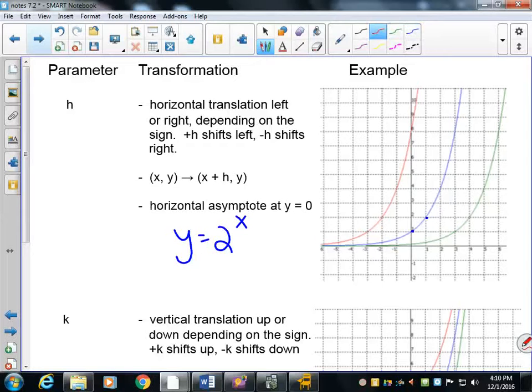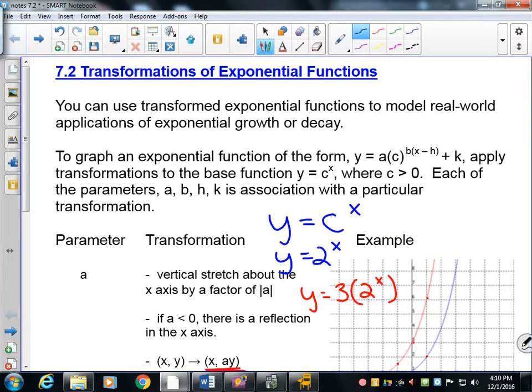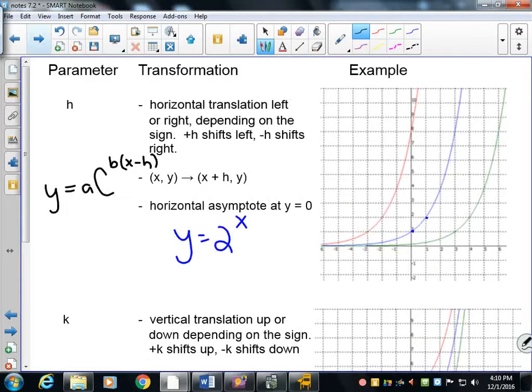Now remember, our general formula says y is equal to a c to the exponent of b bracket x minus h. Sorry, let's go back and just double check. Plus k. Oh, plus k, and that's not an exponent part. That is a minus h, so when we pull it out of the brackets, it'll become a plus h.